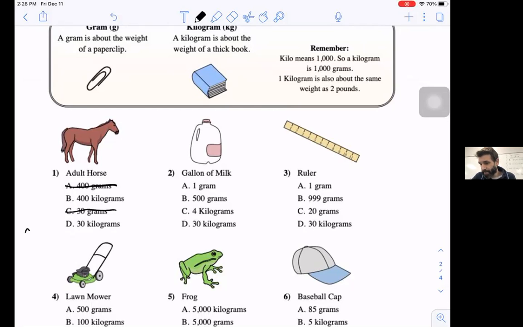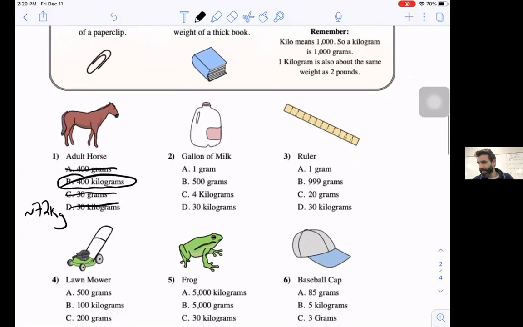I weigh approximately 72 kilograms. So an average size adult weighs around 75 kilograms. So a grown adult horse is not half my size. I'm not twice as big as a horse. So this 400 kilograms works pretty well there.